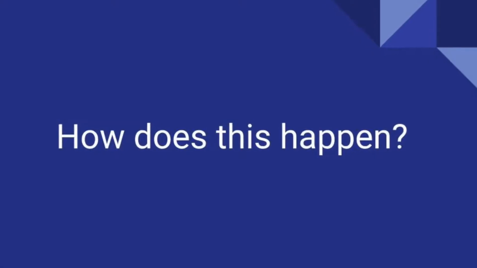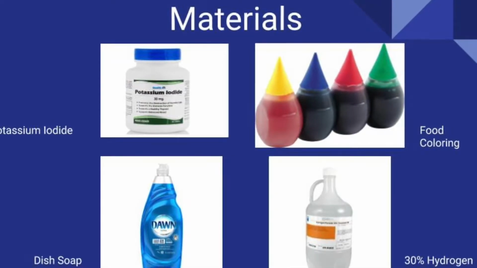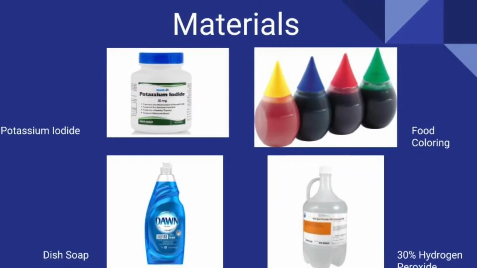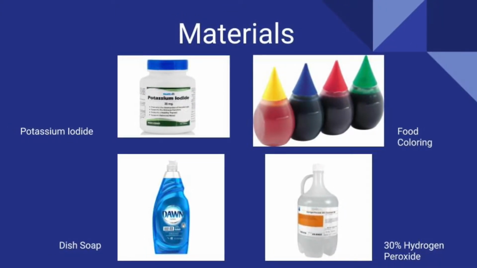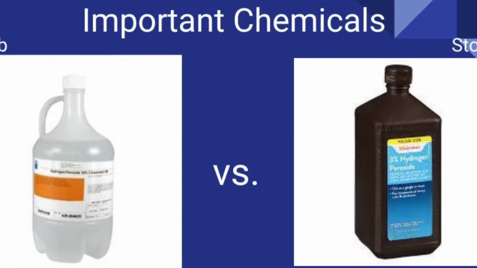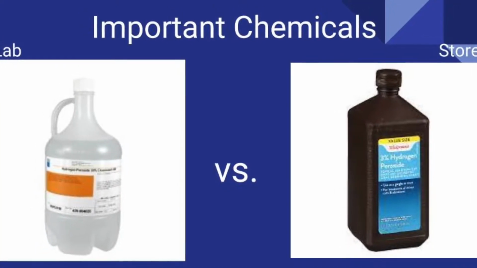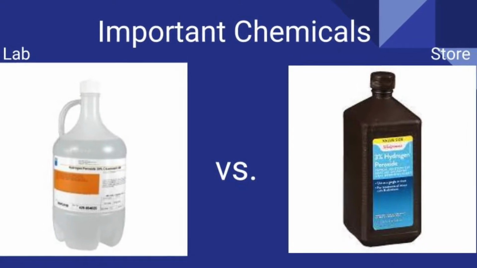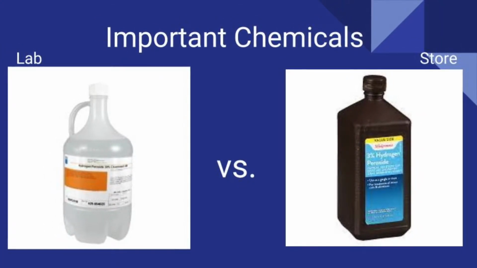Now we're here to tell you how this all happened. For this experiment, we used 4 simple materials: a saturated solution of potassium iodide, dish soap, food coloring, and 30% hydrogen peroxide. In this experiment, we used 30% hydrogen peroxide. This is much more corrosive than the store-bought 3% hydrogen peroxide that you use to clean daily cuts.